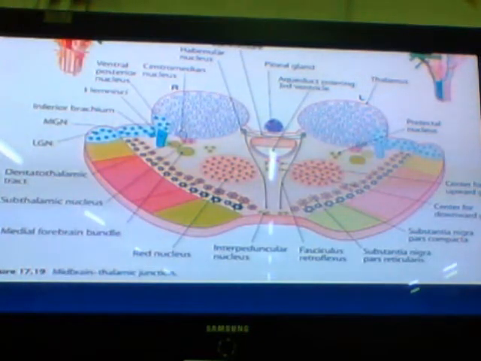Yes, because the temperature tracts from this side, as soon as they got into the spinal cord, went across and went up. So on this side, I won't be able to appreciate proprioception, but I can still feel with respect to temperature and touch.